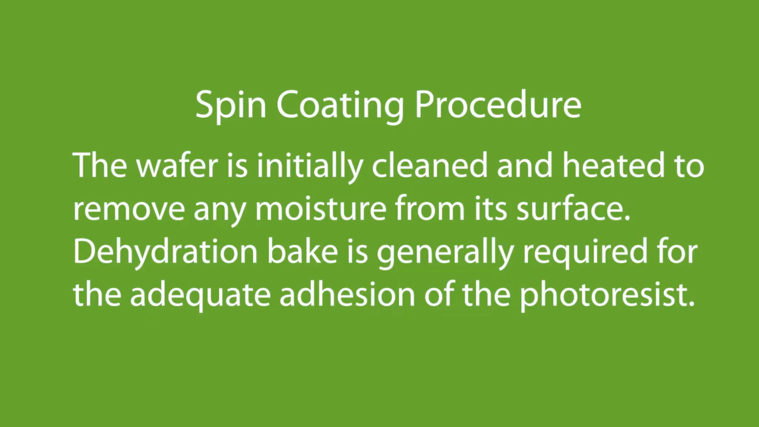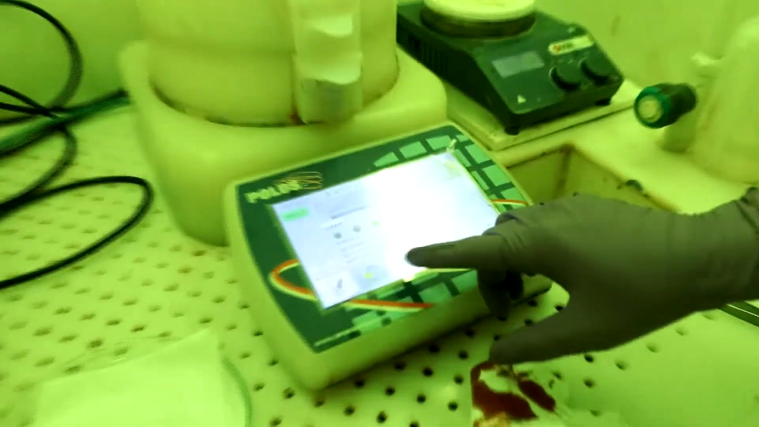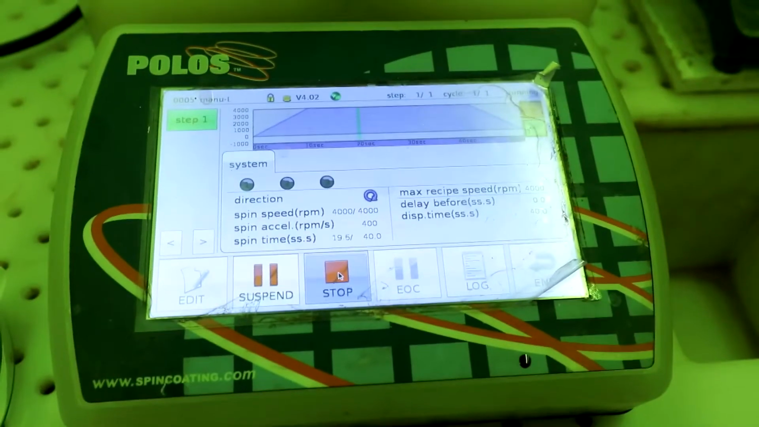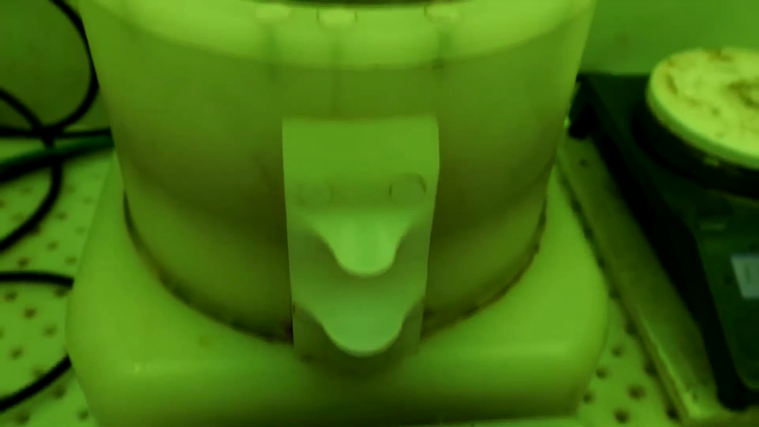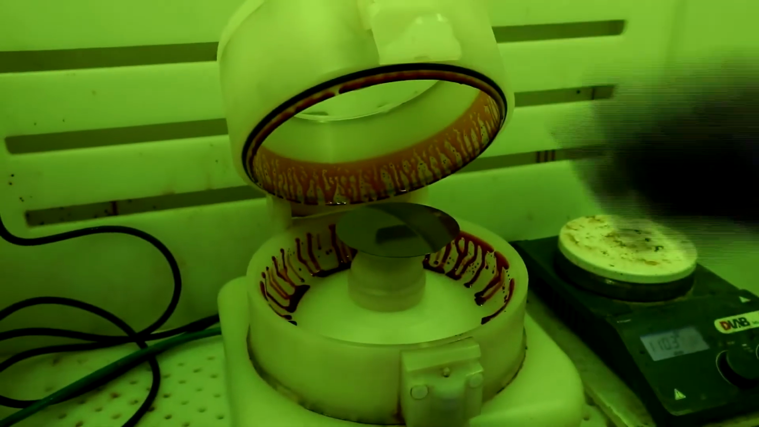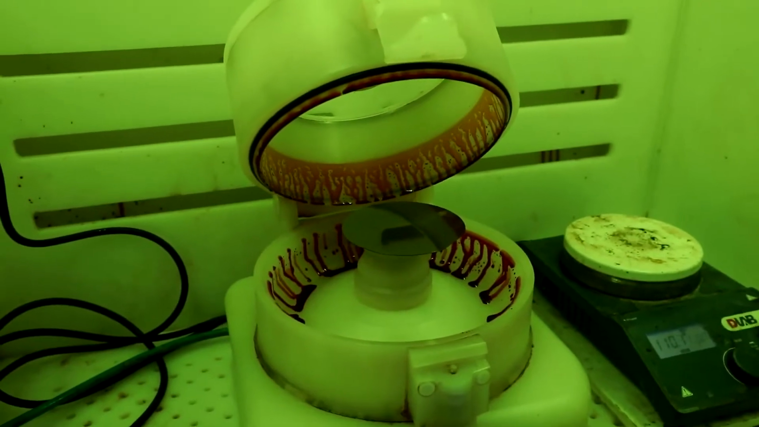Spin coating procedure. The wafer is initially cleaned and heated to remove any moisture from its surface. Dehydration bake at 120 to 140 degrees centigrade is generally required for the adequate adhesion of photoresist. The photoresist is then spun on the surface while the wafer is kept rotating at high speed, generally 3000 to 5000 RPM, depending on the recipe being used, and this spin speed determines the PR film thickness.